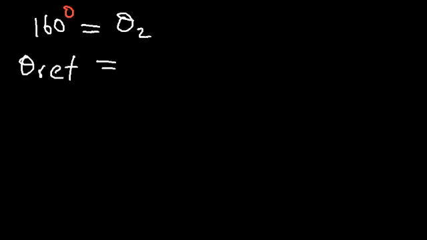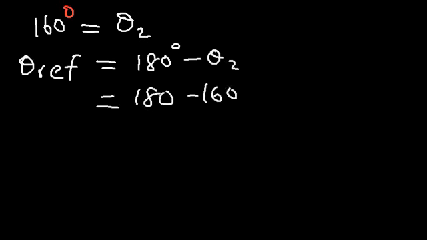Let's try some more examples. Now let's say the angle is 160. What is the reference angle? Now 160 is in quadrant 2. So we'll call this theta 2. So the reference angle is going to be equal to 180 minus the angle in quadrant 2. So that's 180 minus 160, and that's 20 degrees.